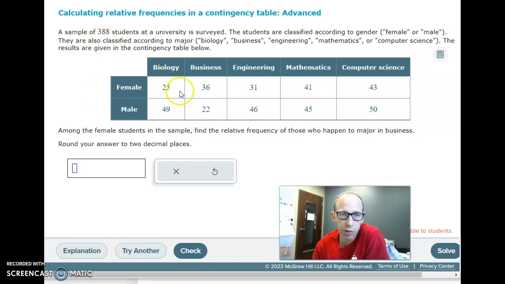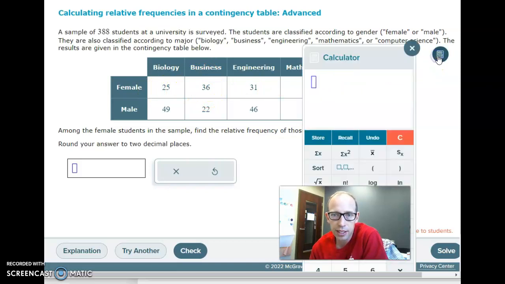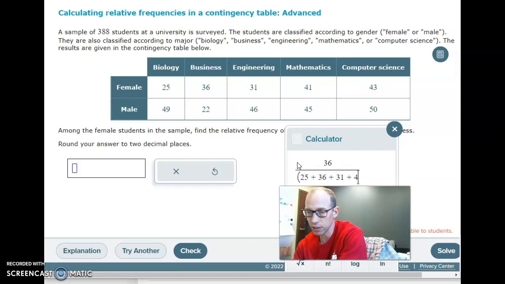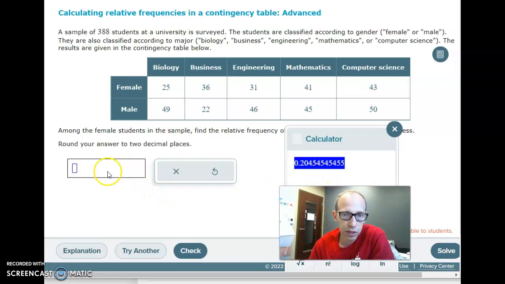So among the female, we're only looking at the top row. We want the relative frequency of those who happen to major in business. Well, that's these 36 right here. So what portion of the females is that? Well, that would be 36 divided by this number. So let's take this, and if this looks familiar, it should. I'll talk about that in just a second. So we're going to take 25 plus 36 plus 31 plus 41 plus 43, and that gives us 0.20.